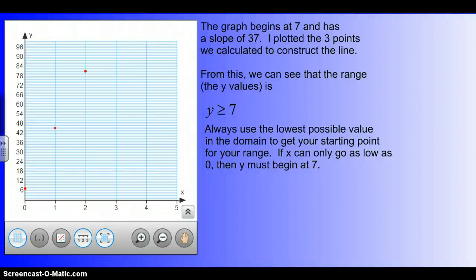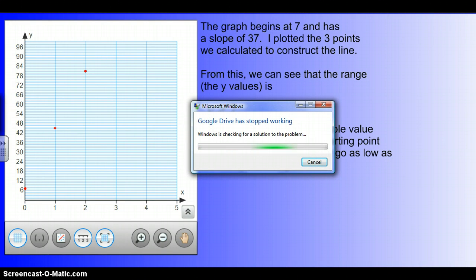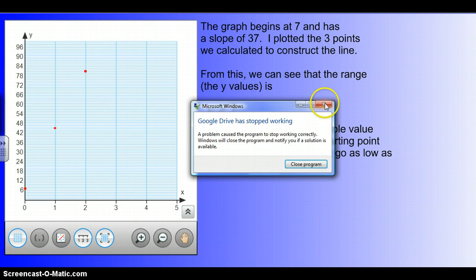The graph of this function begins at 7, that's the y-intercept, and it has a slope of 37. I plotted the 3 points and constructed the line, the 3 points that I had calculated on the slide before. From this, you can see that the range, the y values, are y is greater than or equal to 7.